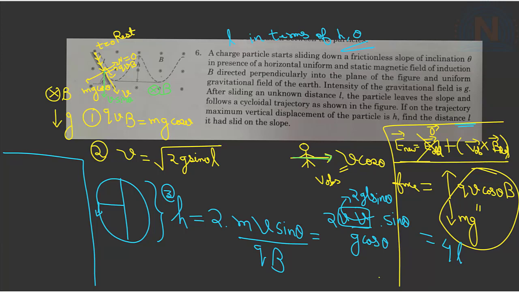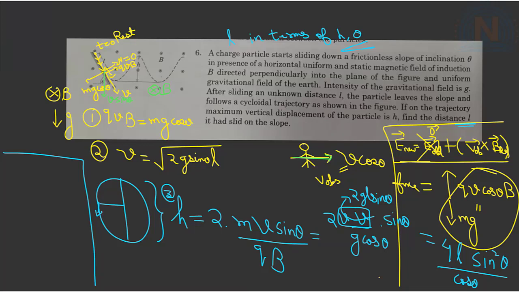What value of H is coming out? The v square term was 2gL sin theta, right? So 4L I am getting, and sin square theta term I am getting, and a cos theta term also we are getting. QVB cos theta term is equal to mg. Remember that, while you have balanced the forces, right? And the value of h is twice of m v sin theta upon qB.